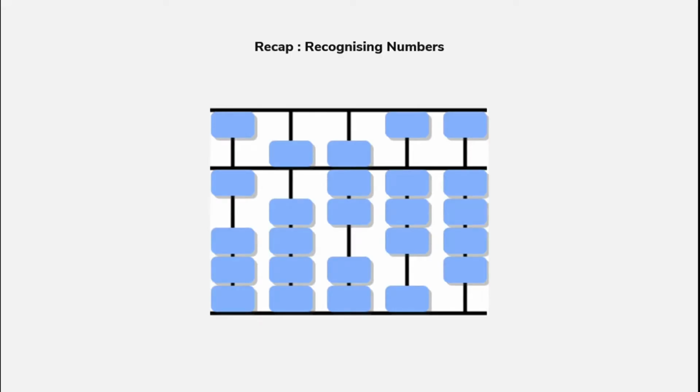So please take around 10 seconds to figure out the number displayed below. Alright, this number is 15,734. Do remember to read the abacus from left to right. We can see that there is a value of 1 in the 10,000s place, a value of 5 in the thousands place, a value of 7 in the hundreds place, a value of 3 in the tens place, and a value of 4 in the ones place.